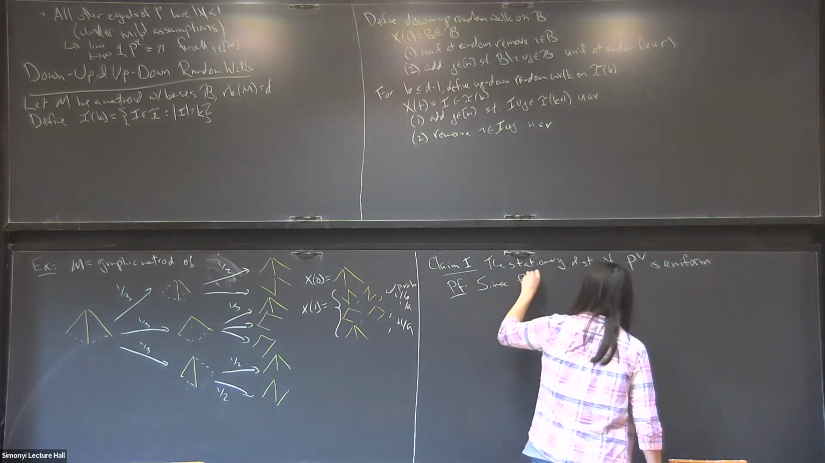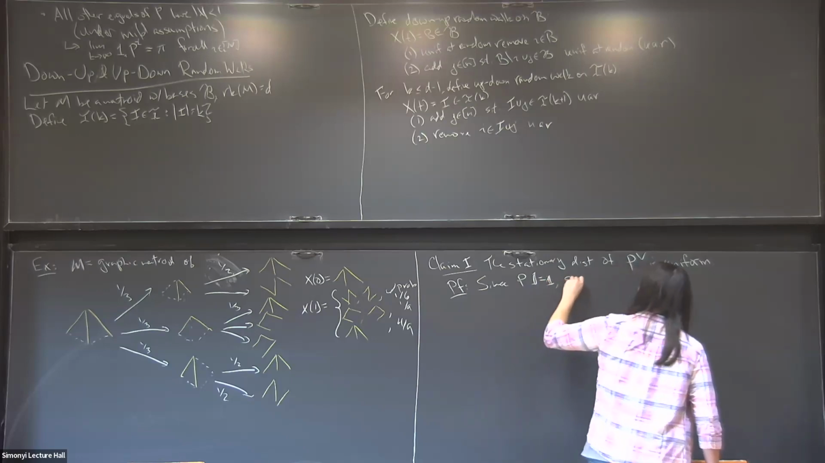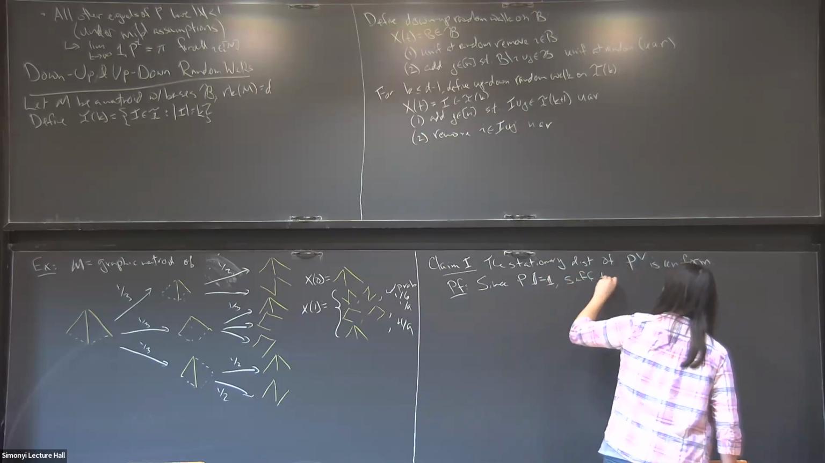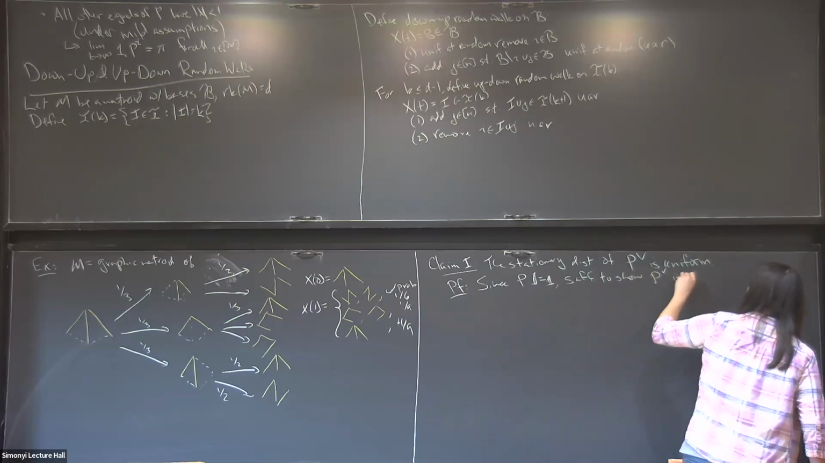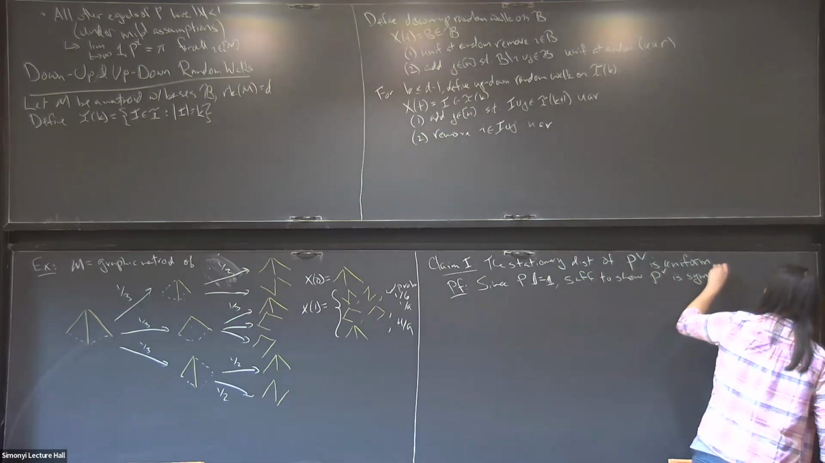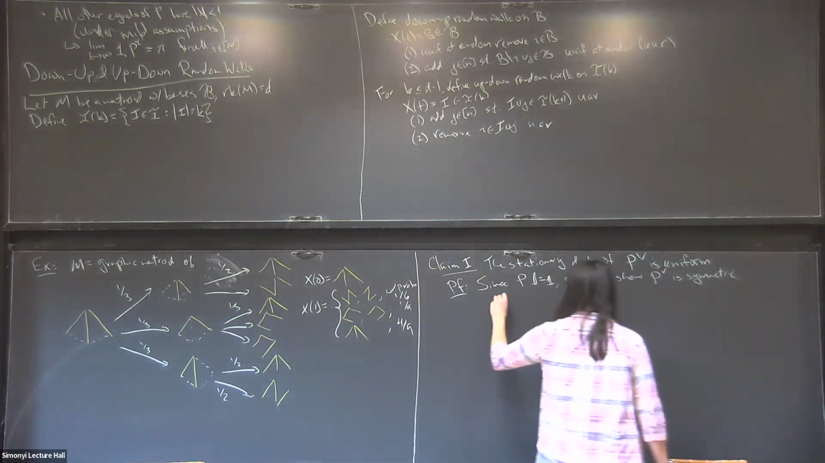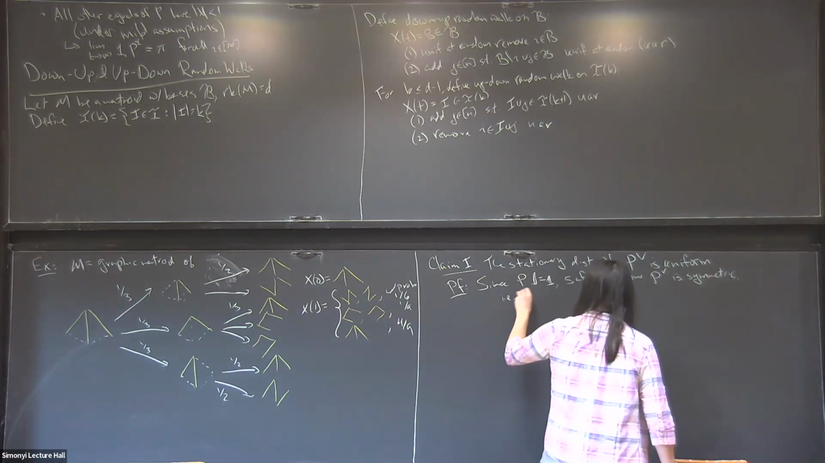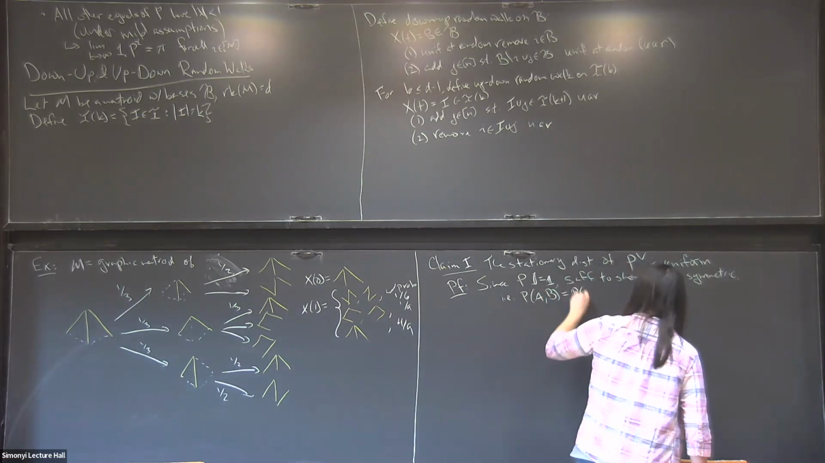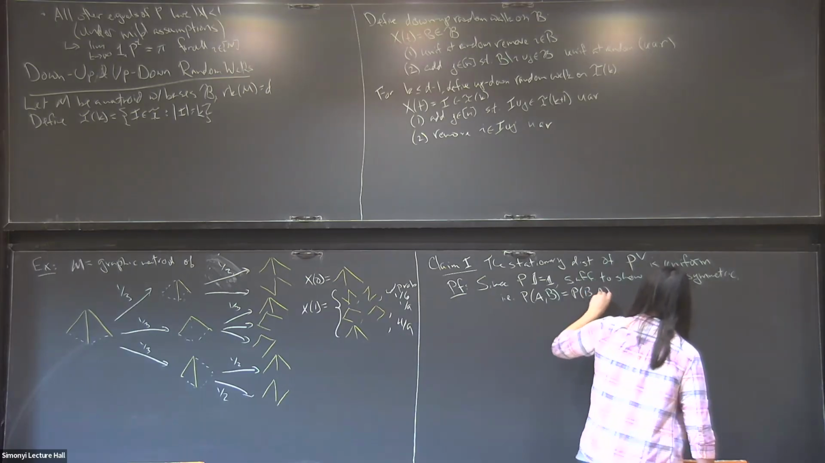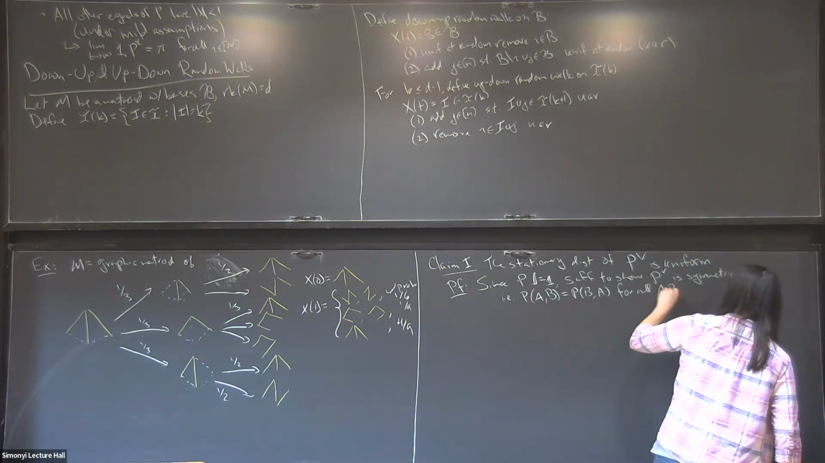So P times 1 is 1. It suffices to show P is symmetric, which means that P_AB equals P_BA for all bases A and B.